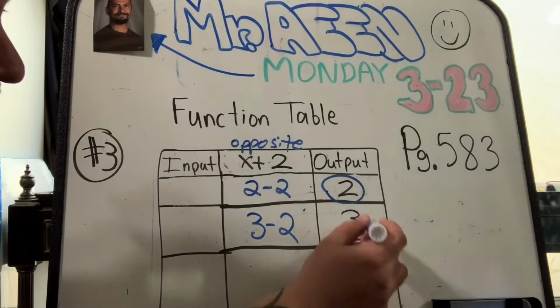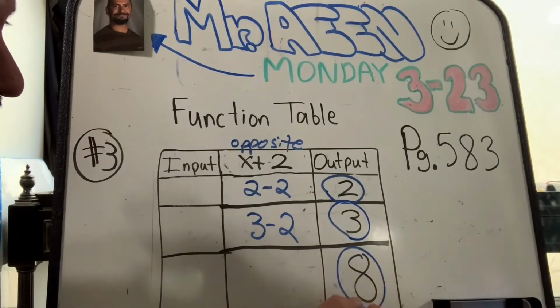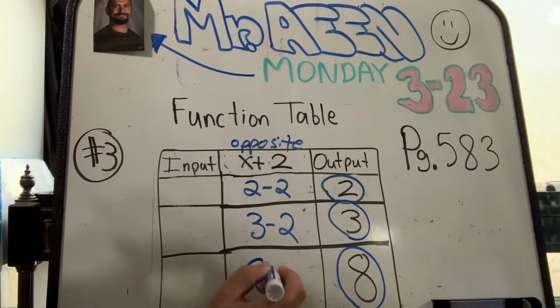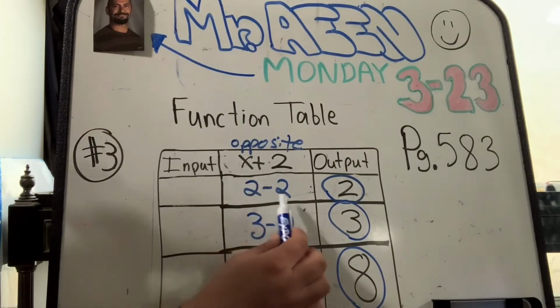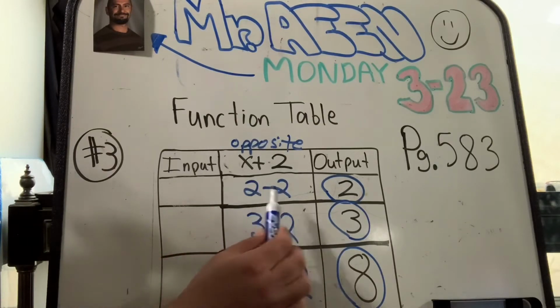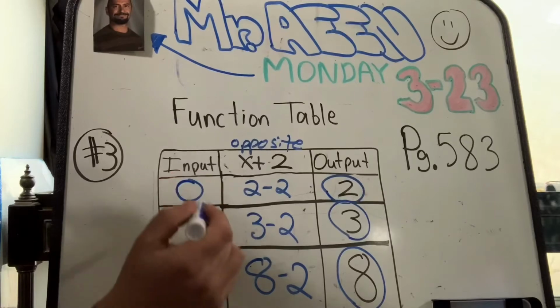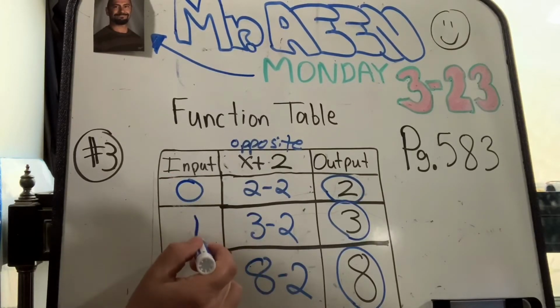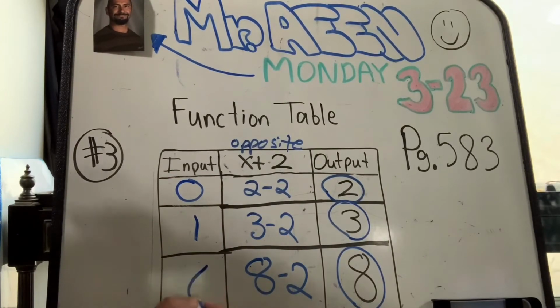Okay, and then if you have 8, if that was the answer, just do it backwards. So you do 8 minus 2. Okay, now when you solve it, you put the answers in the input. So 2 minus 2 is 0. 3 minus 2 is 1. 8 minus 2 is 6.